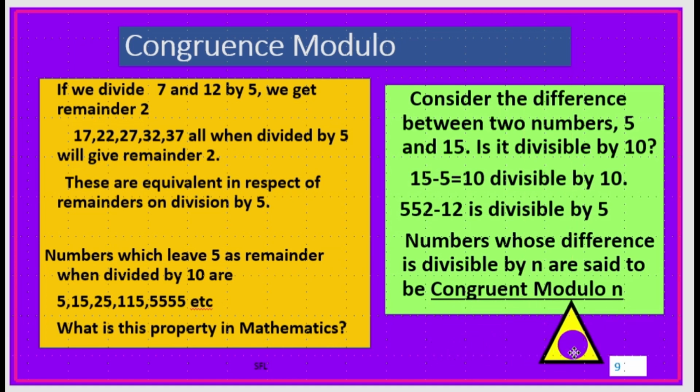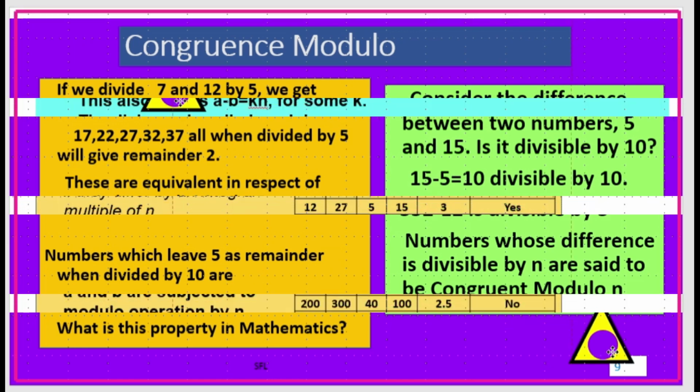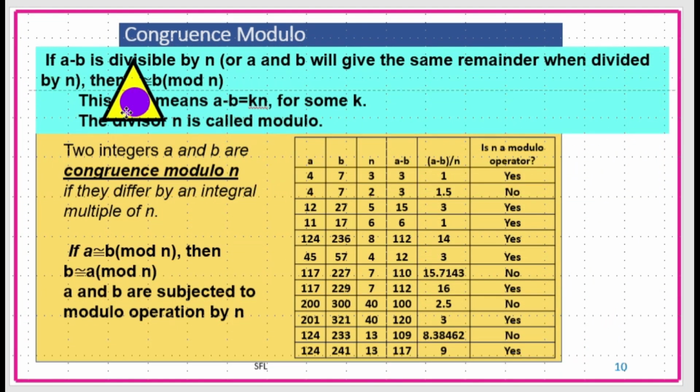We have come to the topic now. Numbers whose difference is divisible by n are said to be congruent modulo n. n is the divisor. Congruence modulo: if a minus b is divisible by n, or a and b will give the same remainder when divided by n, then a is congruent to b mod n. This you can replace by the triple line symbol.